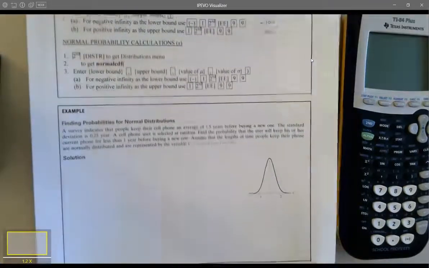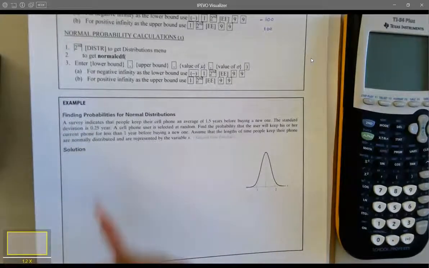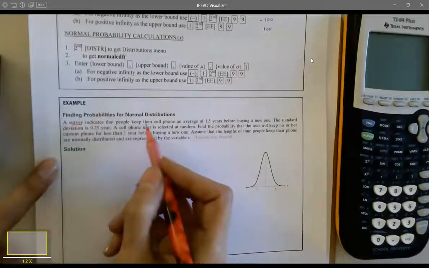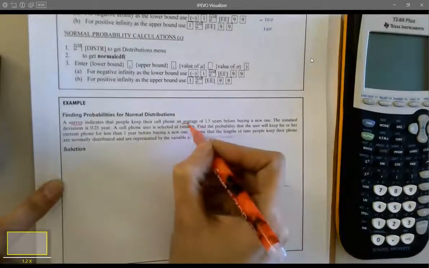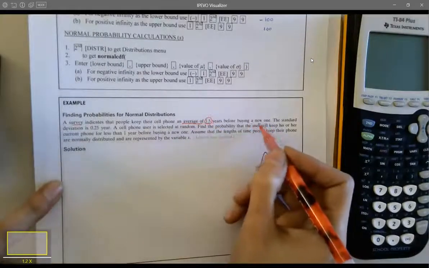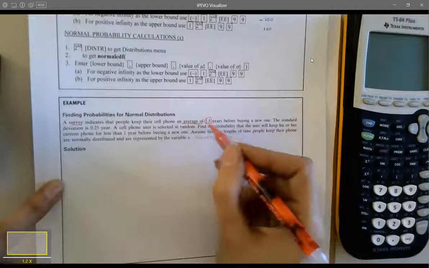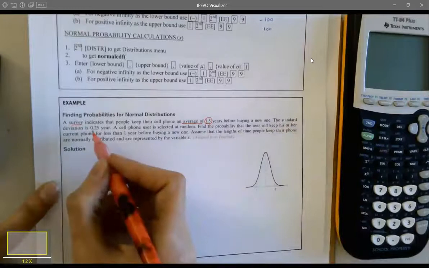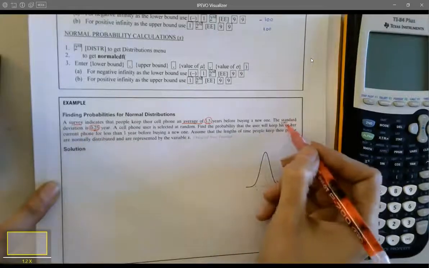Let's take a look at one example. This example says a survey, it means that we have a sample, indicates that people keep their cell phone an average of 1.5 years before buying a new one. An average 1.5 years, so the mean is given to us. The standard deviation is 0.25 years. This is our standard deviation.